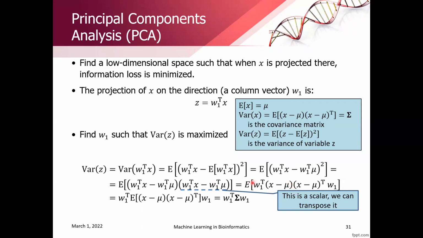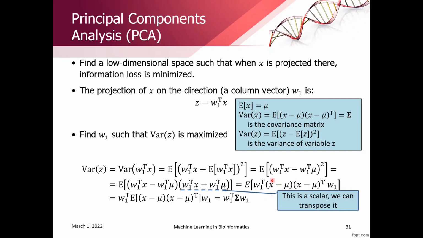And we can take the same, but transposed. What does it mean? If we transpose a product, this is the product of transposed elements, but in opposite order. So we will have W sub 1 transposed times x minus mu times x minus mu transposed times the transposition of W1 transposed. This is just W1.